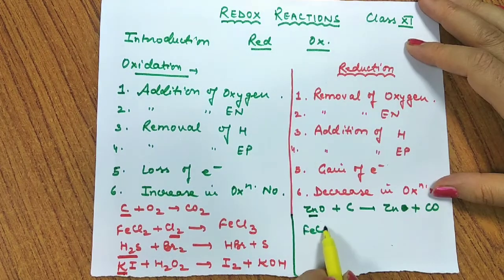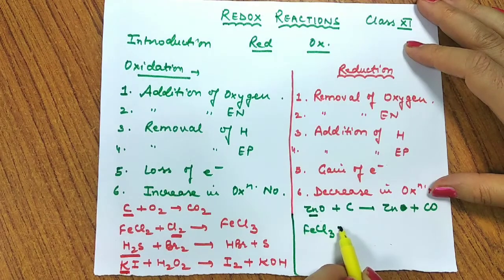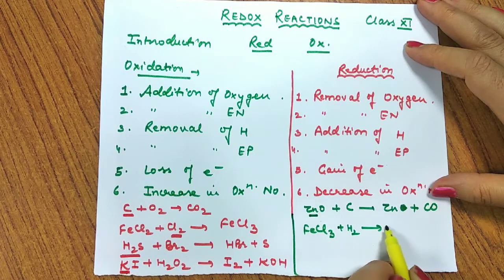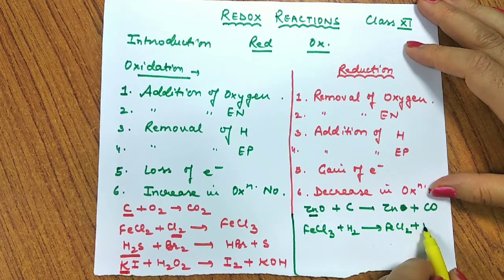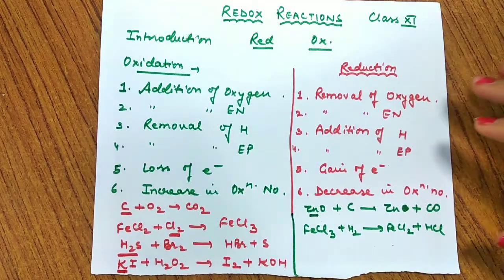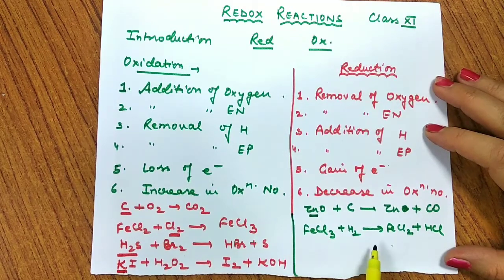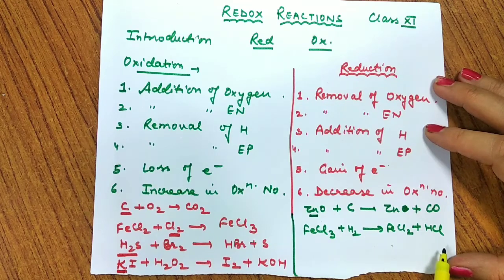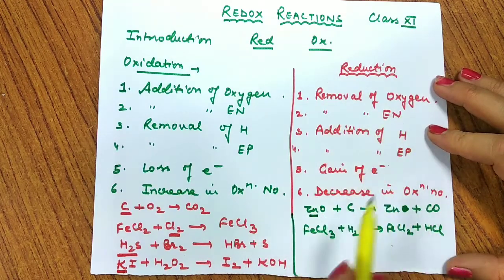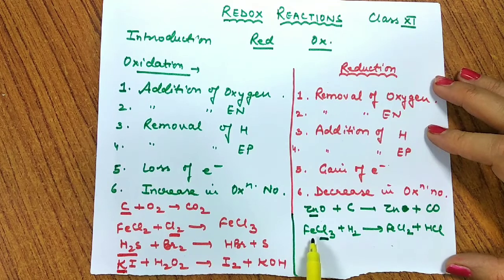Next, removal of electronegative element. Let us take the reverse of the earlier reaction, FeCl3, mixed with H2. It becomes FeCl2 plus HCl. So FeCl3 added to H2 changes into FeCl2 and HCl. We can see the removal of an electronegative element, that means chlorine, from iron. One chlorine comes out from FeCl3 and it changes into FeCl2, and thus it undergoes reduction.